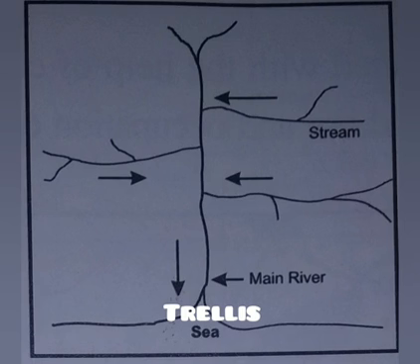Now the second one is the dendritic drainage pattern. In this pattern, the tributaries come from all directions to meet the main river, like the branches of a tree. The small streams meet larger streams, and the larger streams meet still larger streams, and in the end meet the main river. So, dendritic drainage pattern.